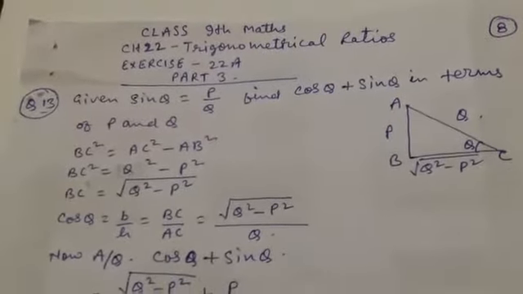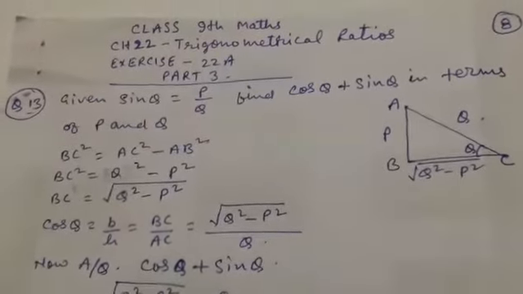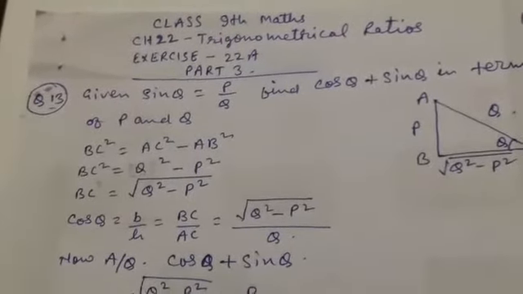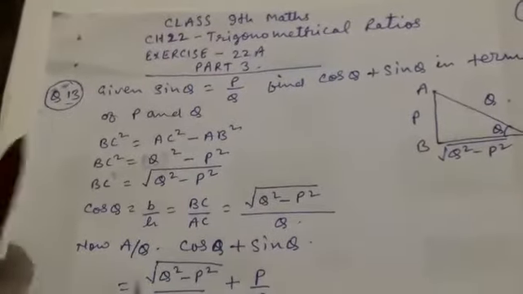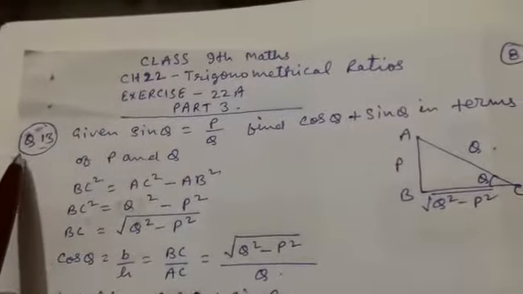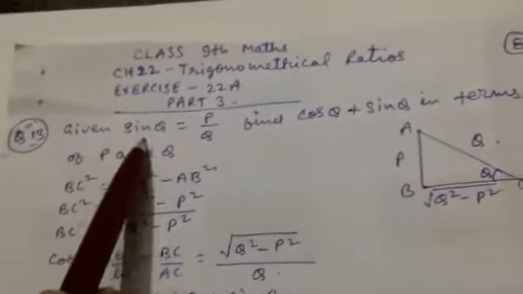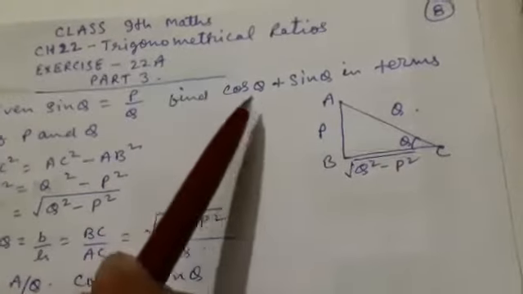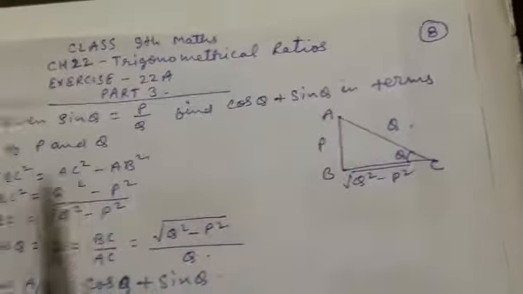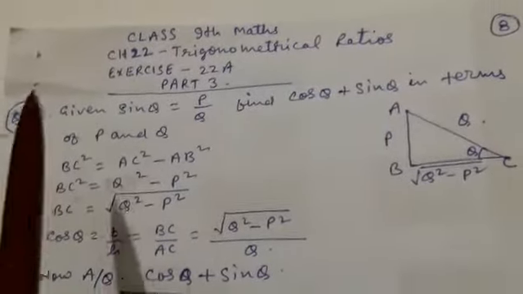Dear students, in the previous class we started exercise 22a and we have done till question number 11. Now we will see the next question of this exercise, question number 13. Given sin theta is equal to p by q, find cos theta plus sin theta in terms of p and q. So let us see.